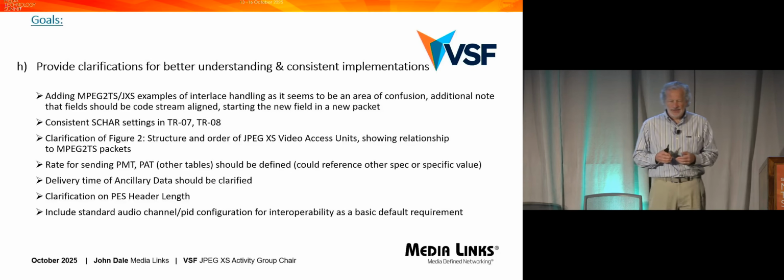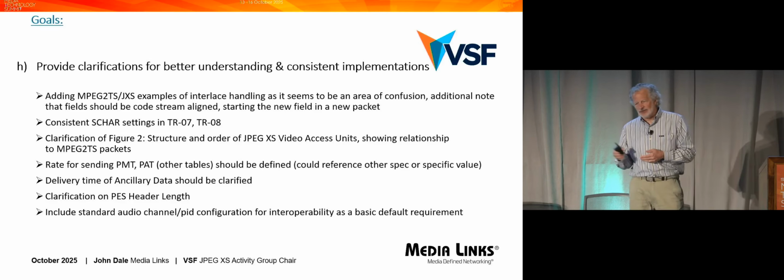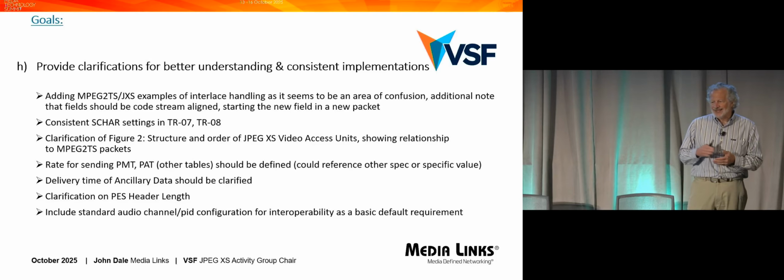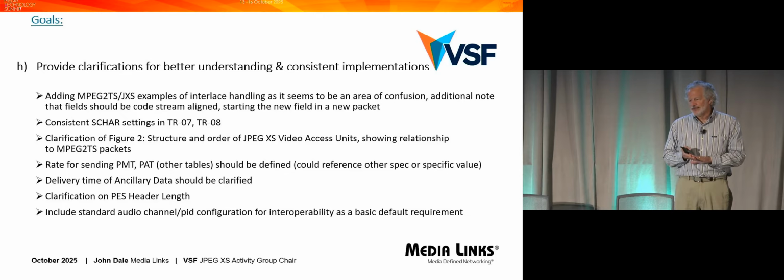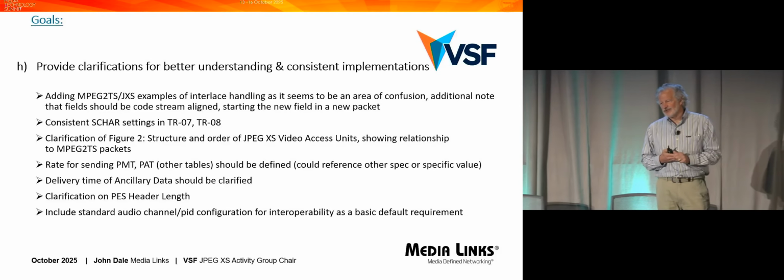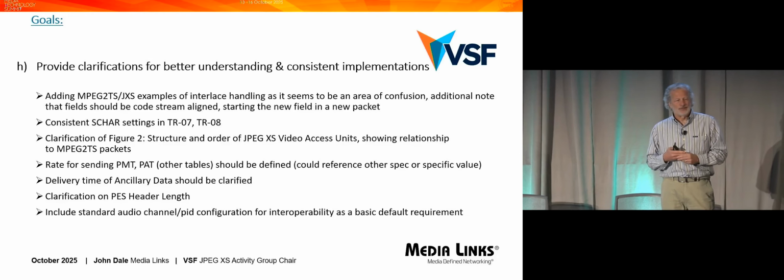Ancillary data: because JPEG XS is such a fast codec, sending ancillary data is really important, that you send it on time, that it gets to the decoder when it needs it. So we had to add some information on that. Some clarifications on PES header length, that's just helpful for implementers. And then audio channel PID configuration.